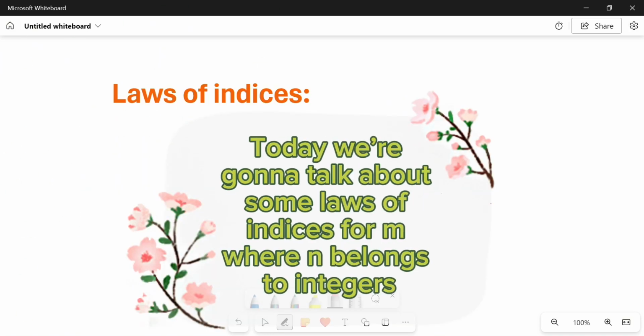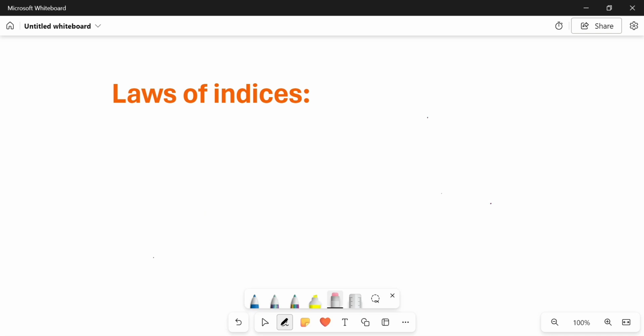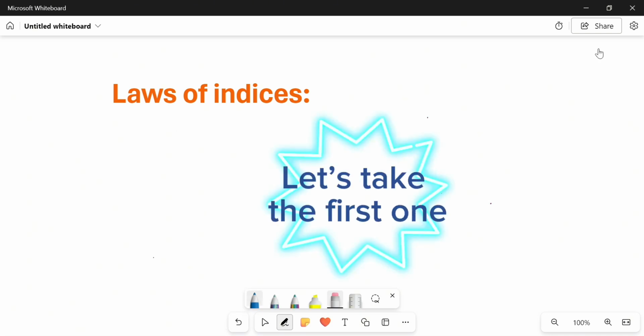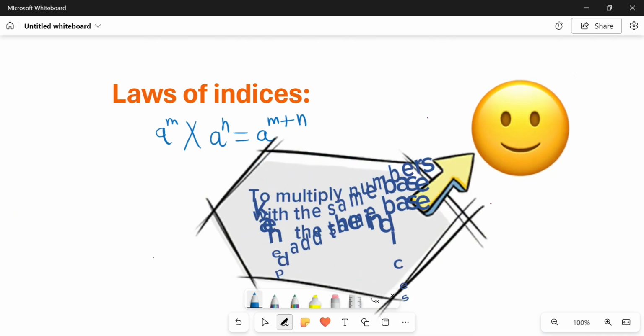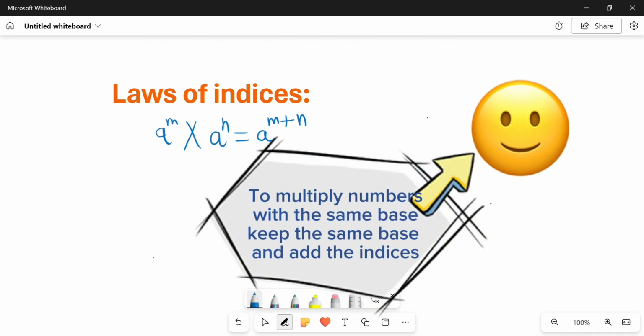Today we're gonna talk about some laws of indices for m and n that belong to the integers. Let's take the first one. The first one is a to the power of m times a to the power of n equals a to the power of m plus n. To multiply numbers with the same base, keep the base and add the indices.